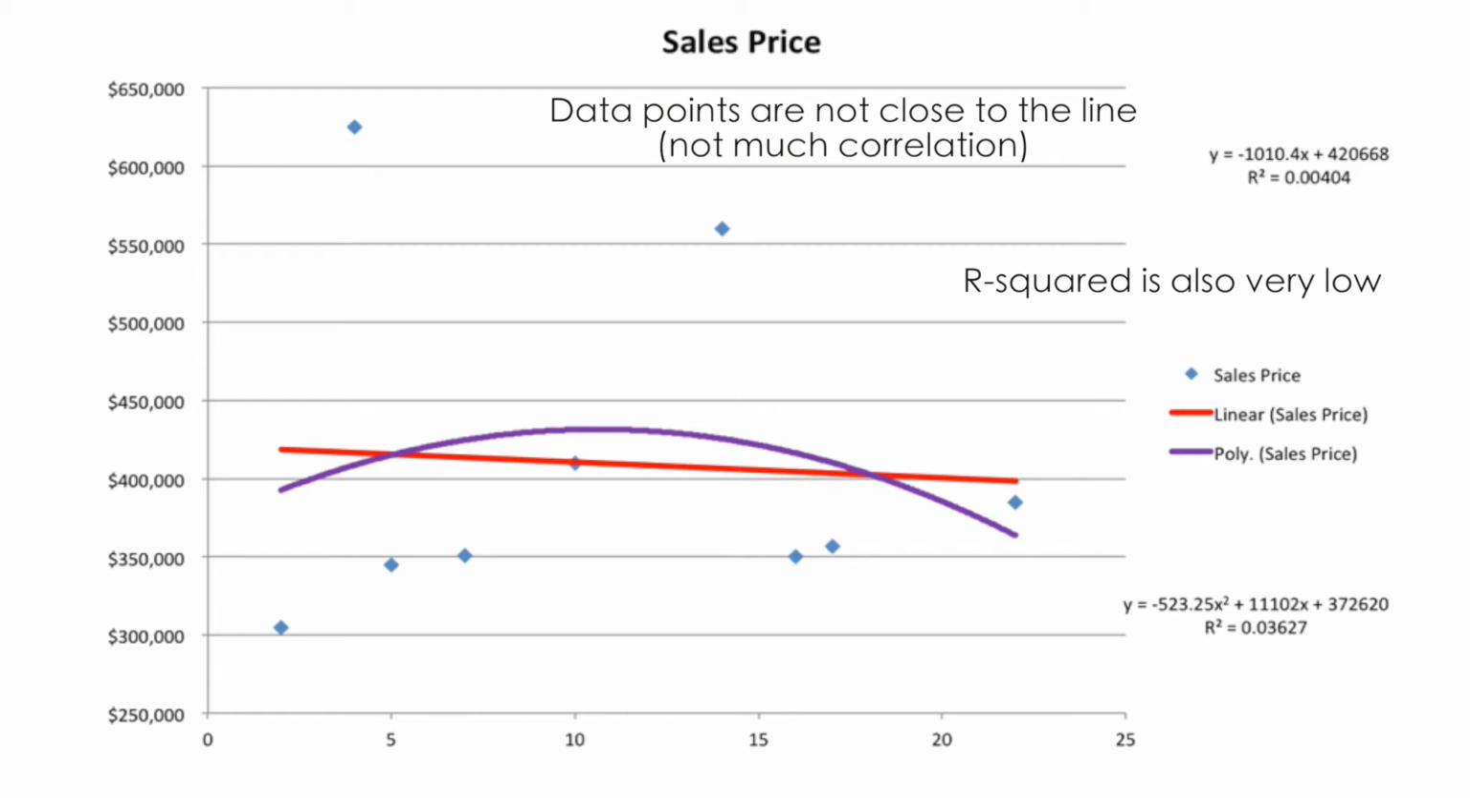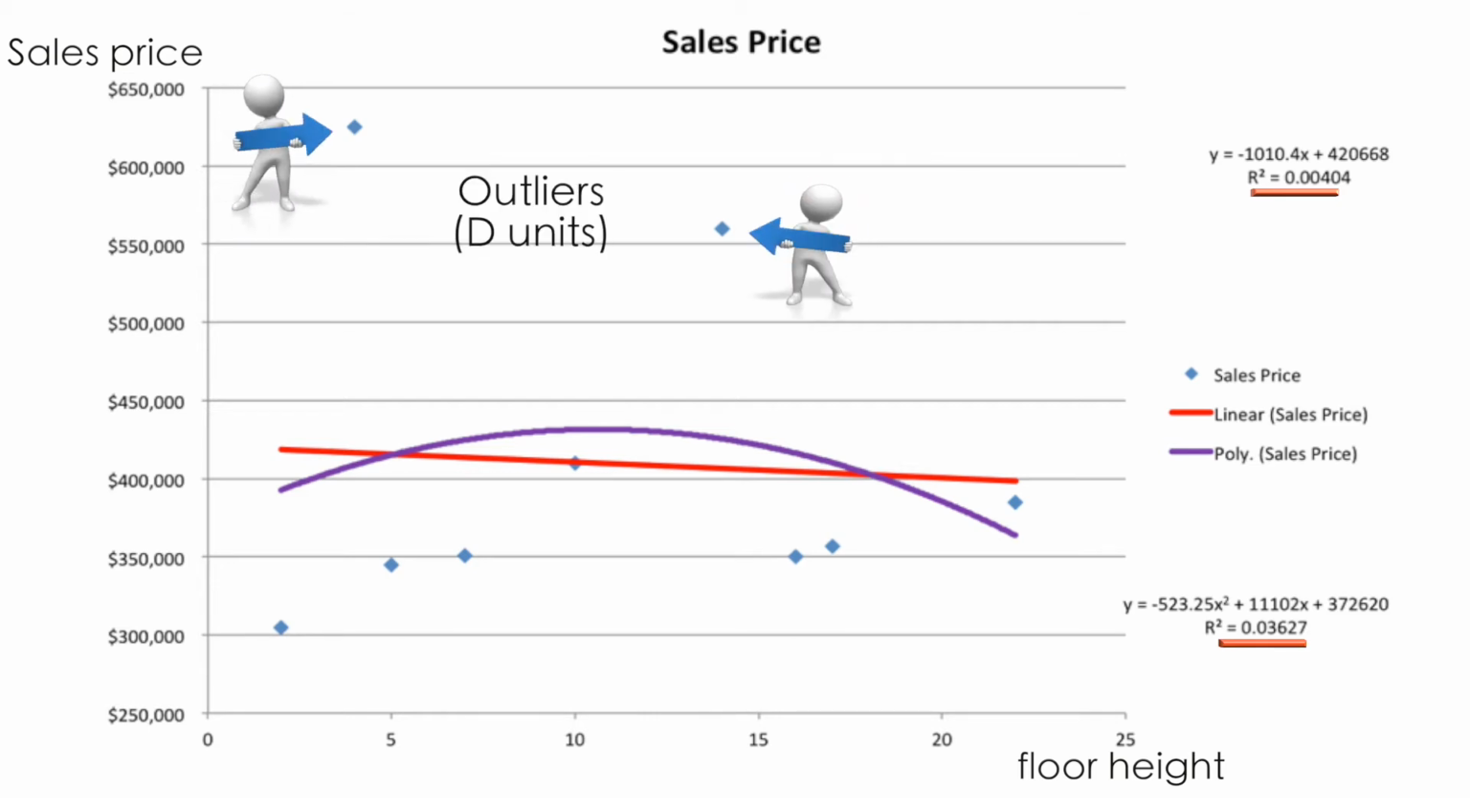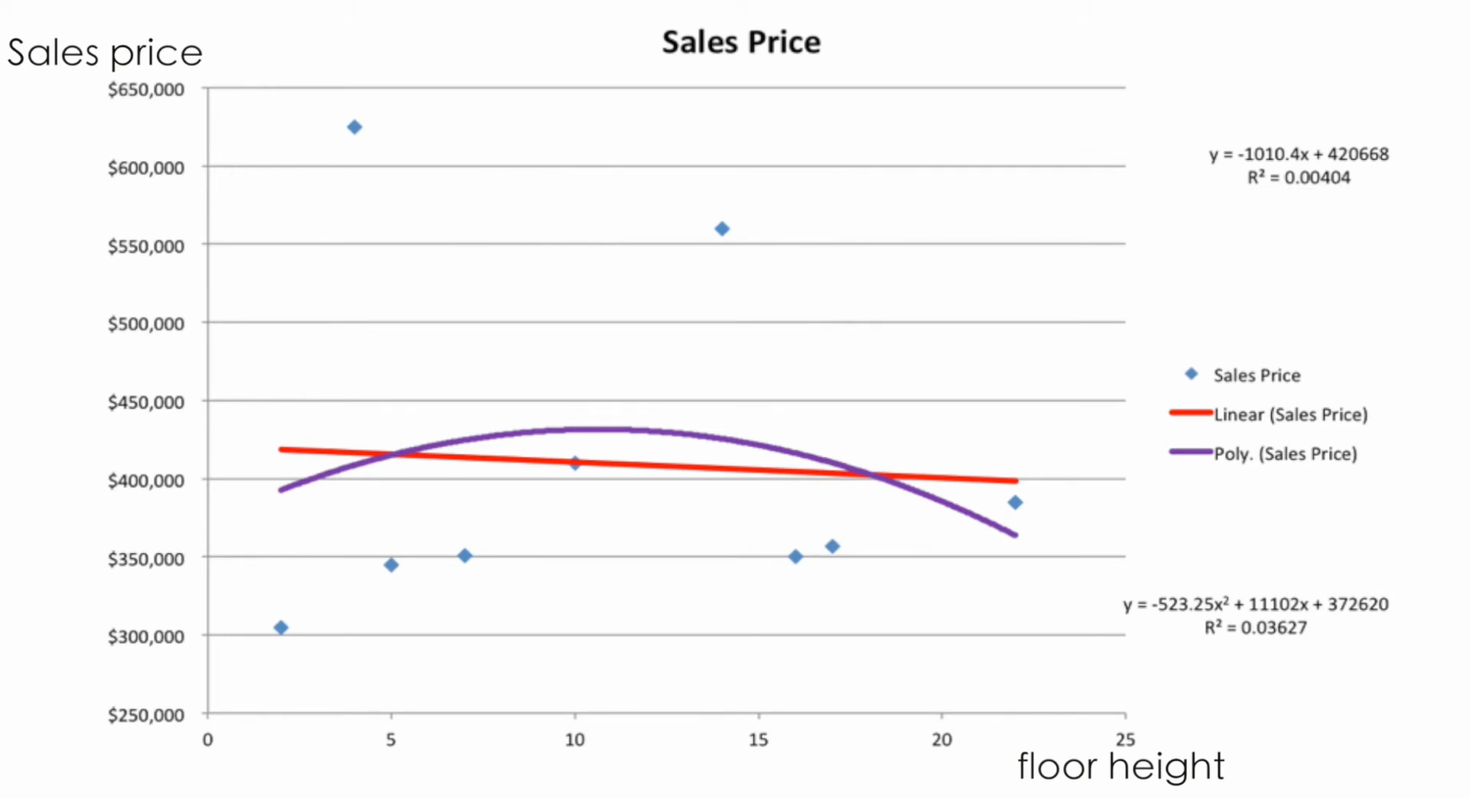Now, again, the x-axis is the floor height and the y-axis is the sales price. What we're looking for is the relationship between floor height and sales price. Look at the lousy r-squared value, less than 1% for the top one, less than 4% for the second one. Doesn't mean anything. But take a look at these two outliers. Those are D units. Remember I said we weren't going to use D units in this analysis, so what we're going to do is we're going to take them out.